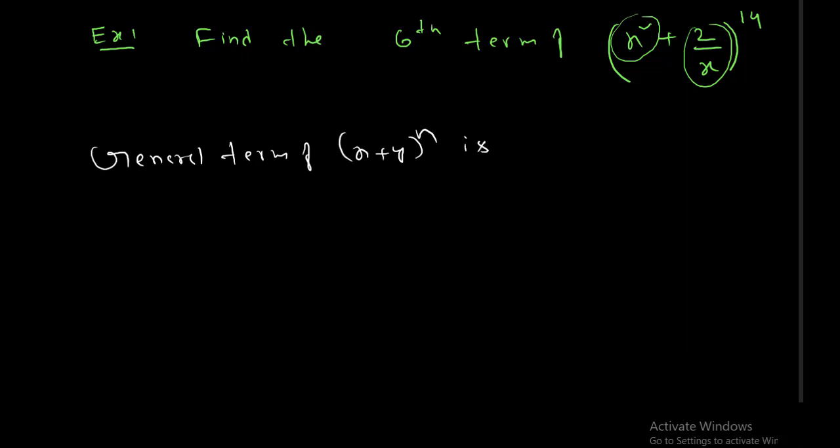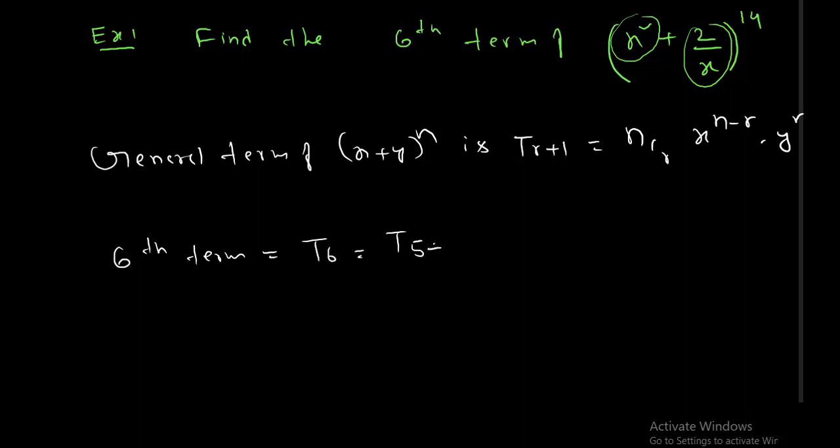Okay, T r plus 1 equals nCr into x power n minus r into y power r. So what do we want here? The sixth term. That means T 6 equals T 5 plus 1. What is the meaning here? r is 5, n is 14, x means x square, y means 2 by x, just like substitution.